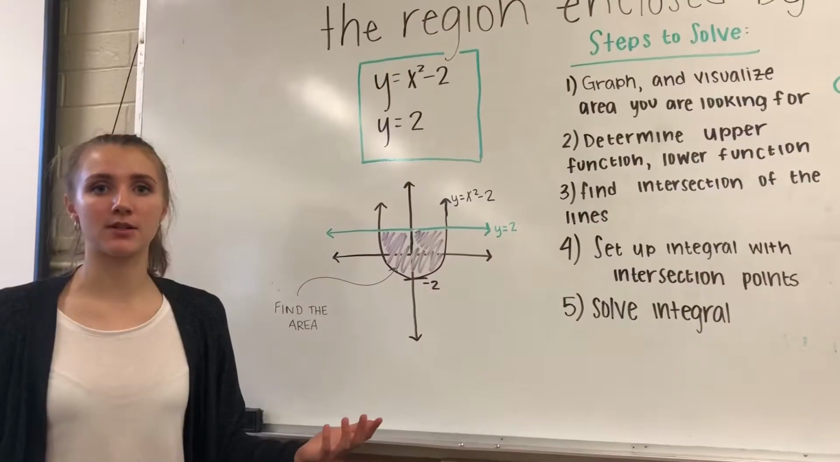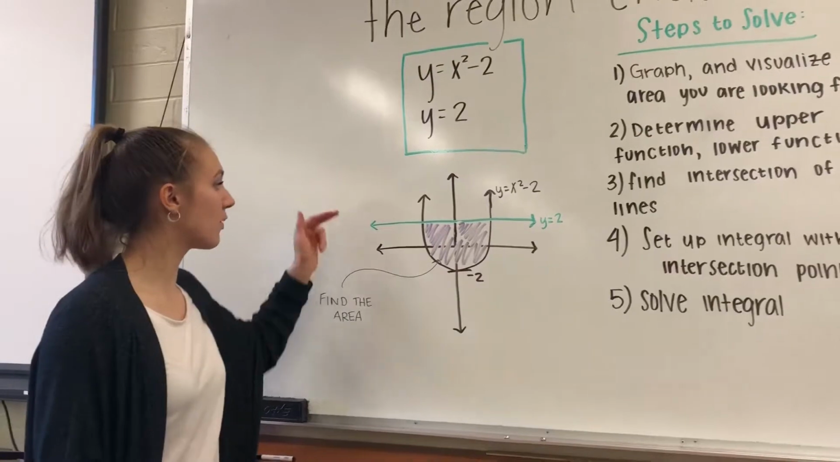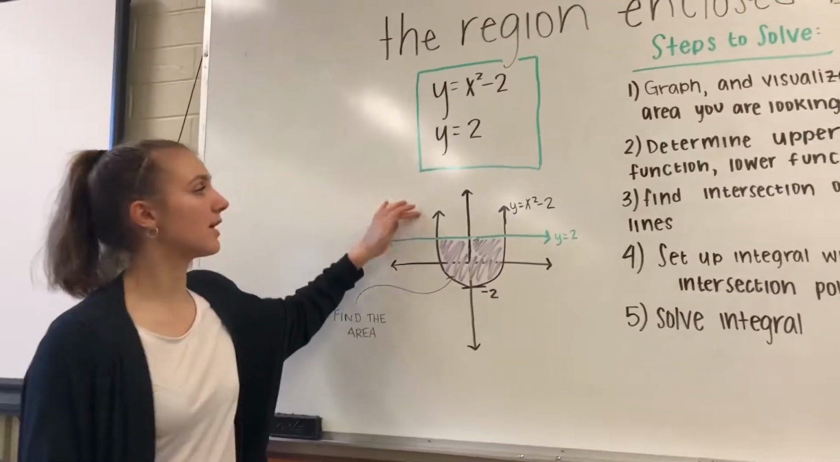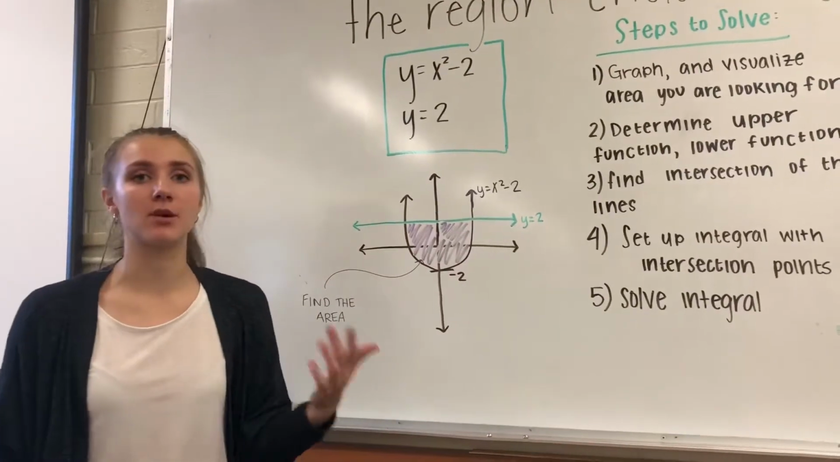The very first thing that you want to do is you want a visual. So let's graph it. If you see the function y equals 2 and y equals x squared minus 2, the area that I've colored in purple is the area that we want to find.